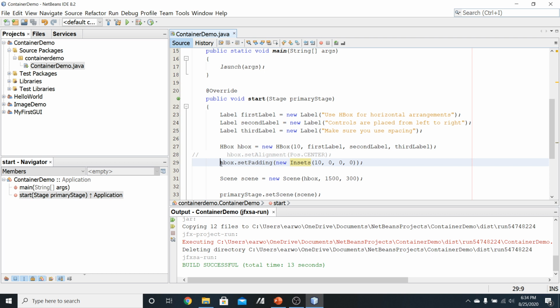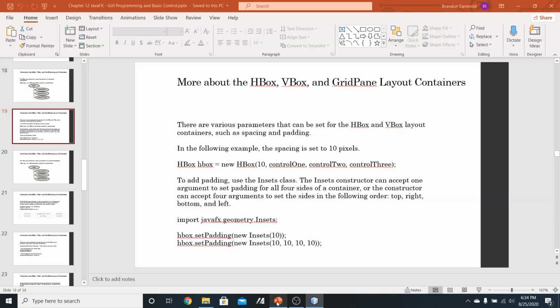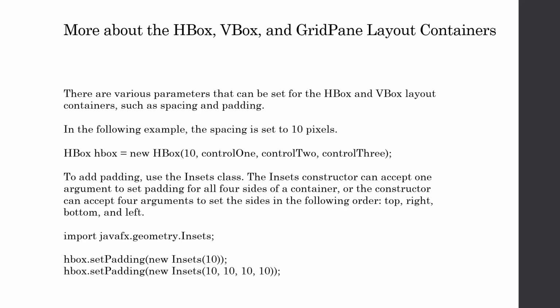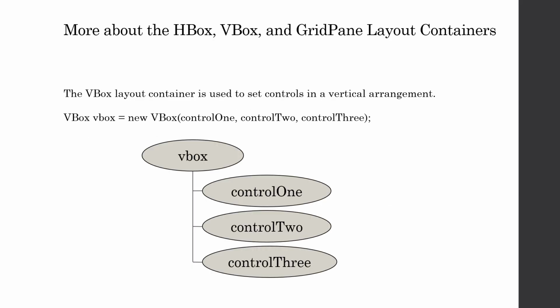Alright, so at this point I'm going to go ahead and comment this line out, bring this line back in. We're going to keep this center alignment for our HBox. The primary reason for that is because now, since we've done this HBox, I want to get into the VBox container. And I'm going to add on some more content to this current application to do that. So with the VBox container, this is going to be another layout container used to set controls in a vertical arrangement. So it's going to go from top to bottom.